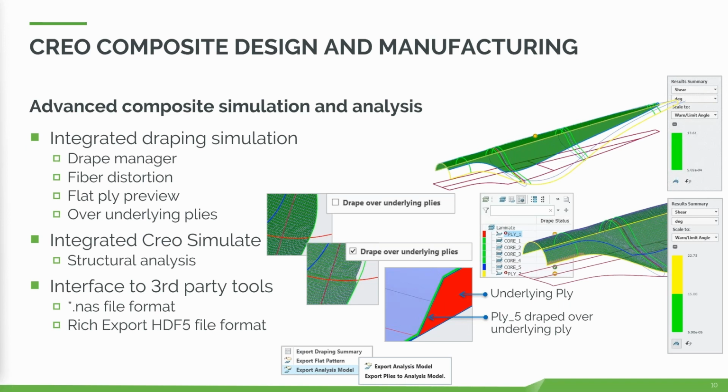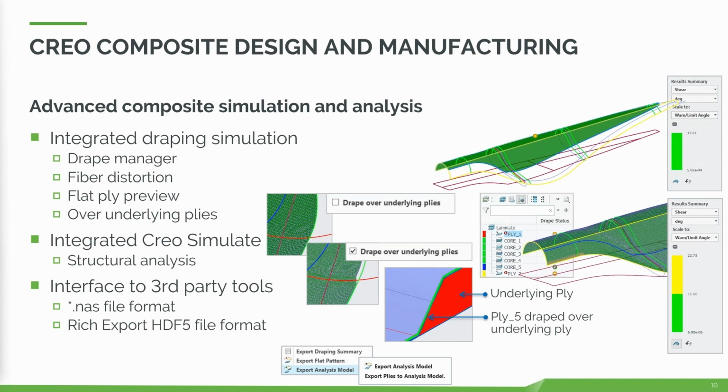Everything green is great. If there's yellow or red, then we might have some problems inside there. It identifies things like fiber distortion as well. The other thing that's important to note is that it also includes underlying plies when we're doing that draping, so it considers the context of each ply rather than just what's on top of the layup surface.